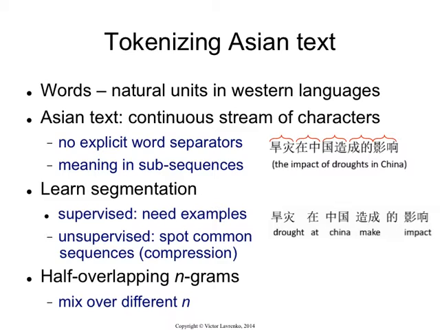So what you do is you take this sequence of characters, and I'm just going to take bigrams, character bigrams. I'm going to take two adjacent characters and pretend that that's a word. But I'm not just going to take bigrams, I'm going to take half overlapping bigrams, right? Why do I do that?